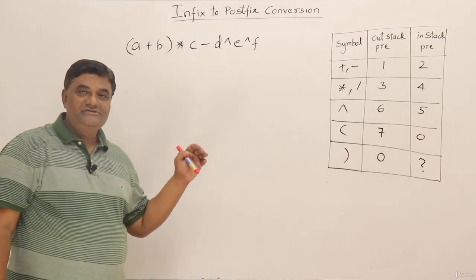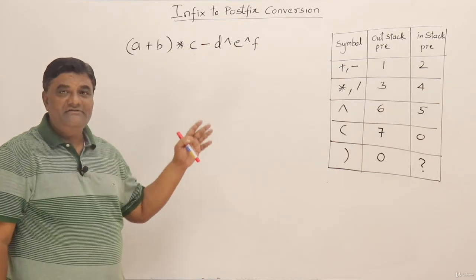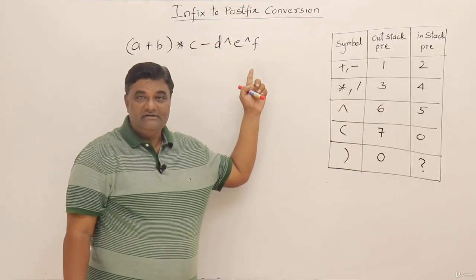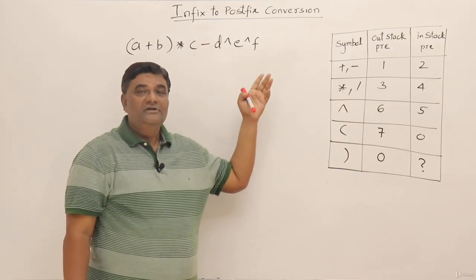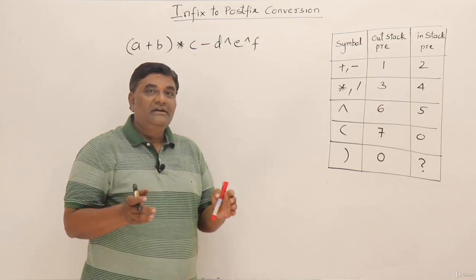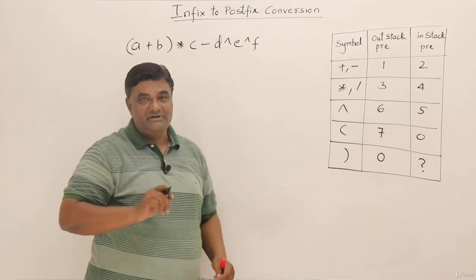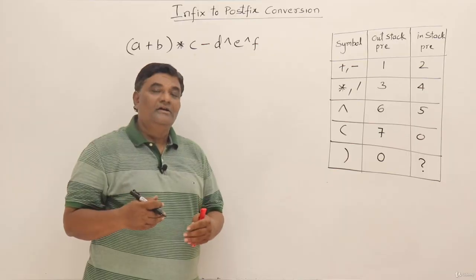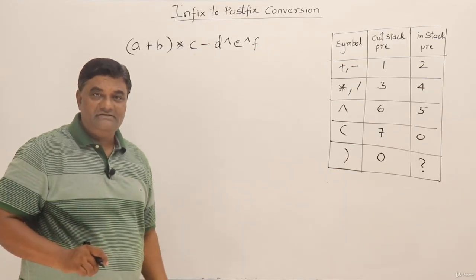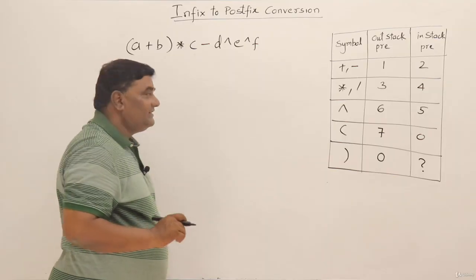For explaining the procedure, I have taken an expression which also has parentheses and a right to left associative operator. Both are there. So with this expression, let us first understand how to convert it into postfix using pen and paper. First, let us get the result. Once we know the result, then from the procedure we can confirm our result. Let us do it manually.